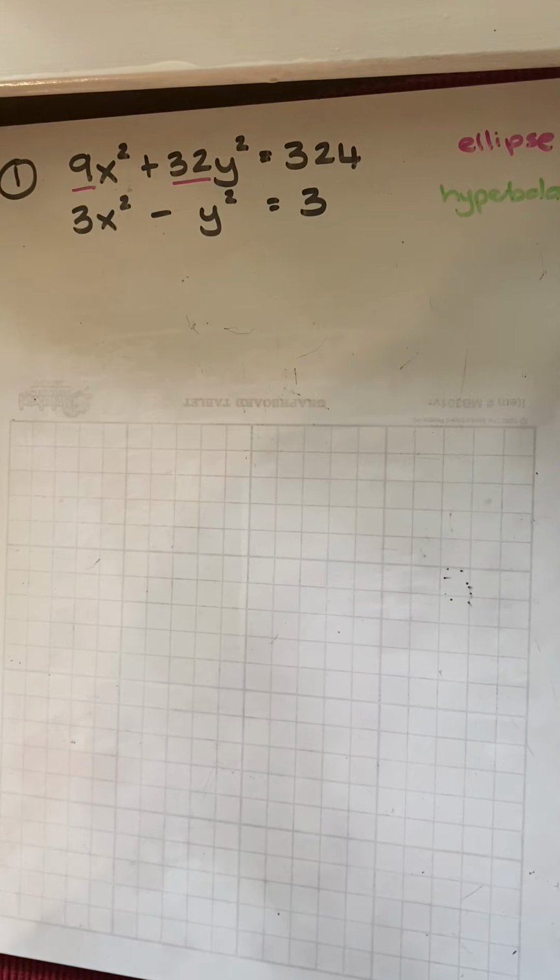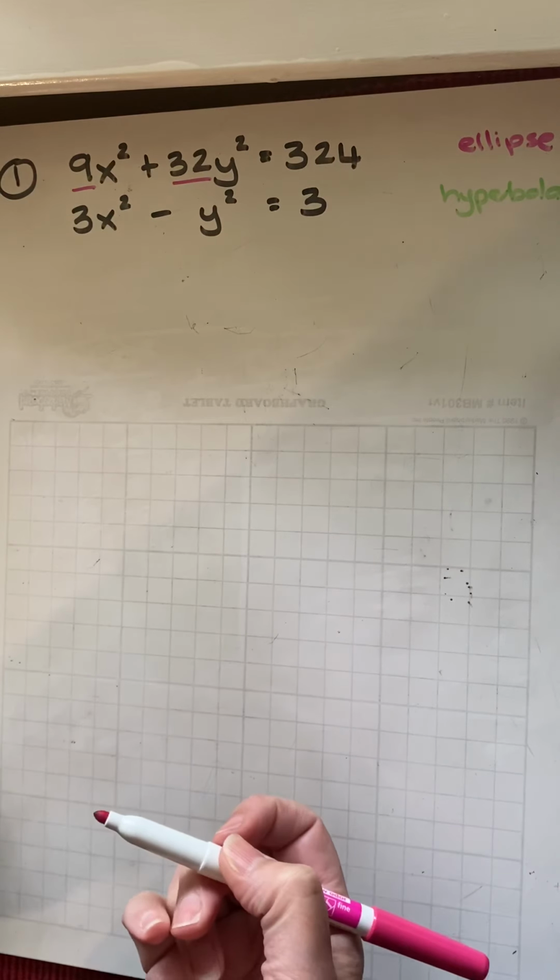So for elimination, you want to try and eliminate one of your variables, either the x's or the y's. In this case, each equation only has an x squared and a y squared. There's not also a term that has just an x or a y. If there was such an equation, you would want to eliminate the other variable. So in this case, we can eliminate either the x or the y.